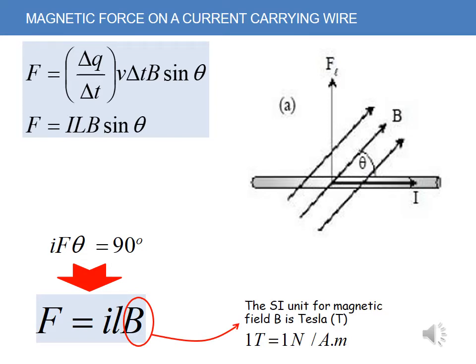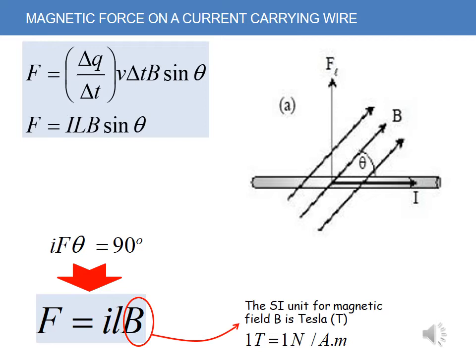The equation F equals QVB sine theta is for a single charged particle. What about if we have a flow of many charged particles, or we have a current? We can make a simple modification on the right-hand side of the equation by dividing by delta t and multiplying V with delta t. In that way, you don't change anything in the equation.